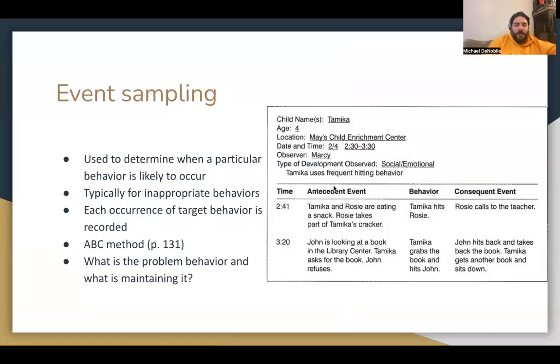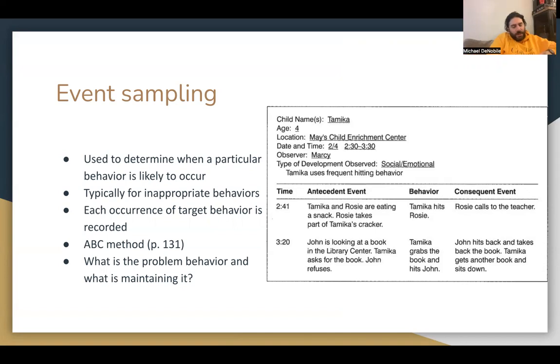Event sampling is used to determine when a particular behavior is likely to occur. It's typically for inappropriate behaviors. Each occurrence of the target behavior is recorded. On page 131 of the textbook, it talks about the ABC method and what is the problem behavior.